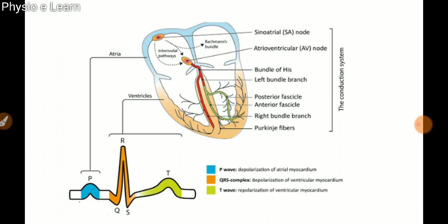So you can see in this figure where you can see the SA node and the atrial depolarization is P wave. The ventricular depolarization is QRS complex. The PR segment is the AV node, and the T wave is the ventricular repolarization. So that is the relationship between the electrical conduction of the heart and the ECG. PQRST, the ECG complex.